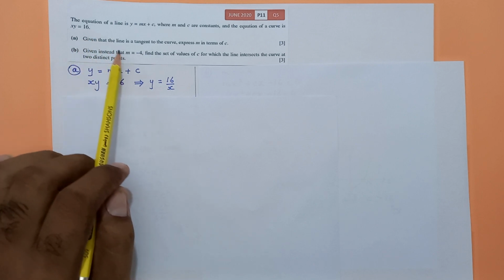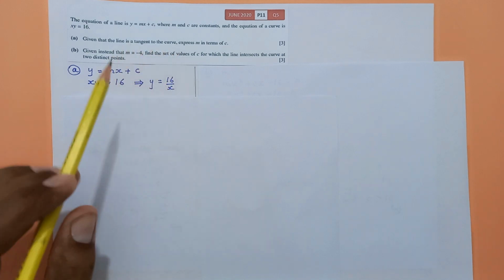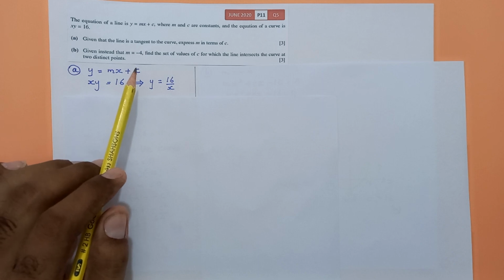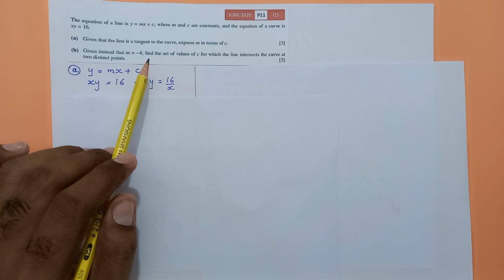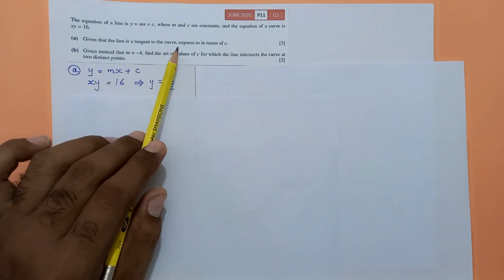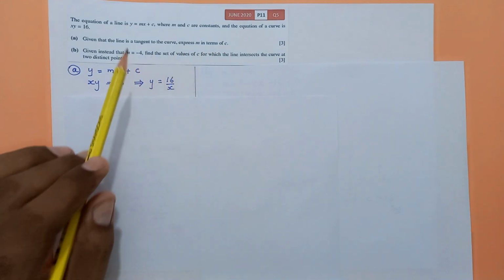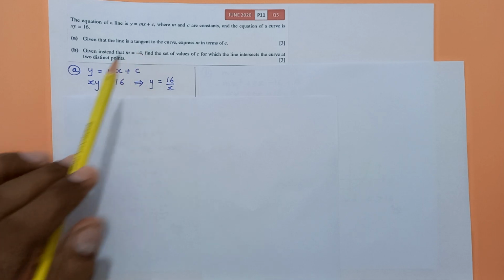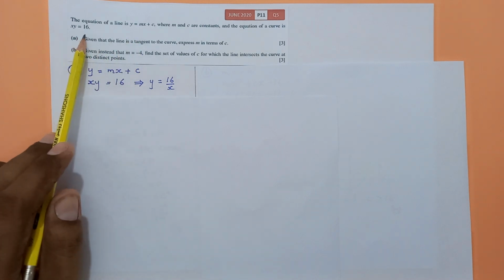In the a part it says that given that the line is a tangent to the curve. When the word tangent is used, that means there is just one point of intersection, and definitely one point of intersection means a common point. So given that the line is a tangent to the curve, express m in terms of c. Because we have a common point, we can equate both the equation of the line as well as the equation of the curve.